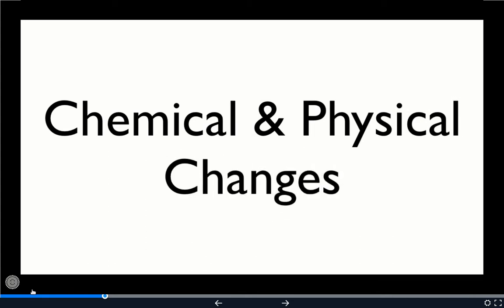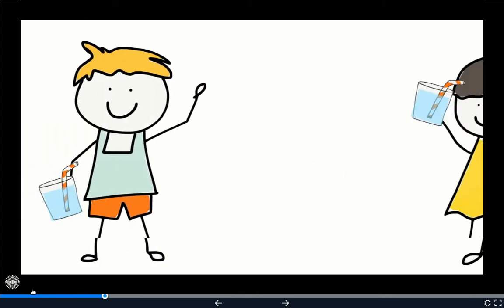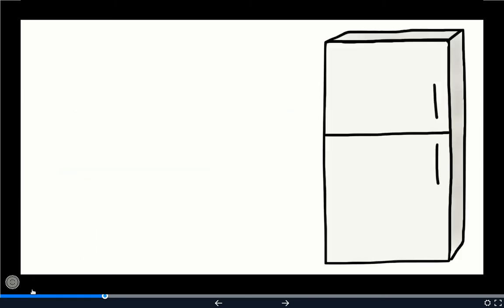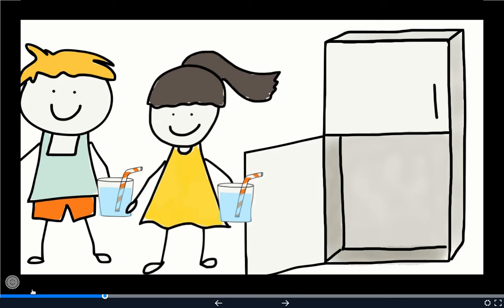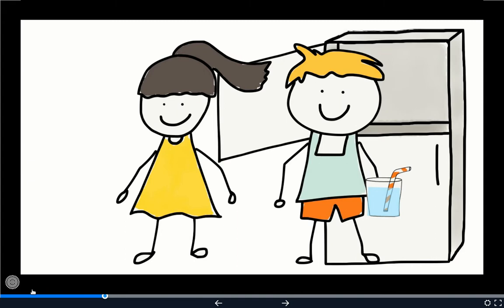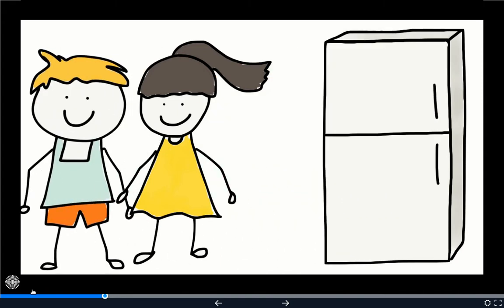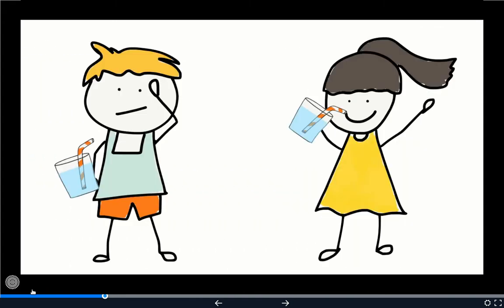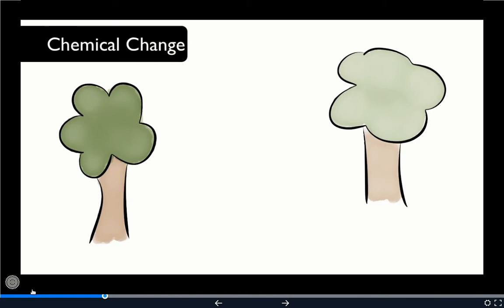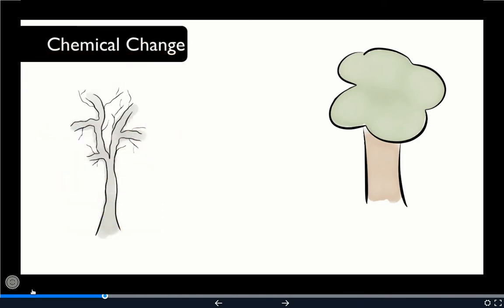Chemical and physical changes. Say hello to Mark and Molly. Each are enjoying a glass of water. Deciding to save some for later, Molly puts her glass in the refrigerator, and Mark decides to put his in the freezer. A short time later, they go to get their drinks. Molly enjoys her cold liquid water, but something has happened to Mark's water. His has physically changed. Matter can undergo a chemical change or a physical change.